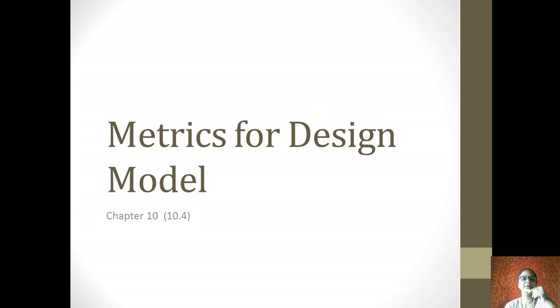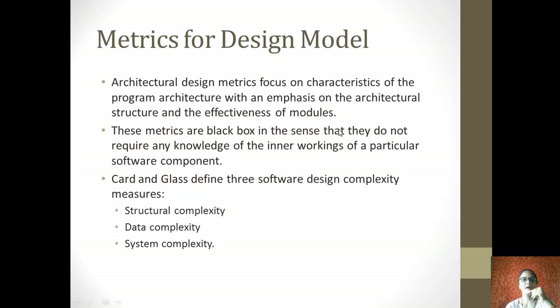10.4 Chapter 10: Metrics for design model. Metrics for design model are architectural design metrics, which focus on the characteristics of the program architecture with an emphasis on architectural structure and the effectiveness of the modules. Here we are going to calculate the metrics values, with some formulas and calculations of the metrics.